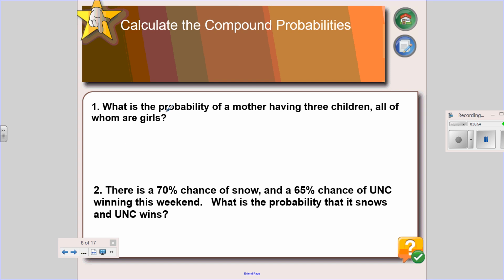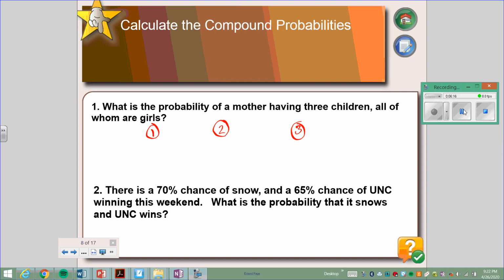So let's think about these two problems. What is the probability of a mother having 3 children, all of whom are girls? There was a very similar problem on the most recent homework, right? So make a tree diagram if you need to, but let's think about, okay, what is the first event happening? What is the second event happening? And what is the third event happening? Let me pause the video and see if you can come up with the same.